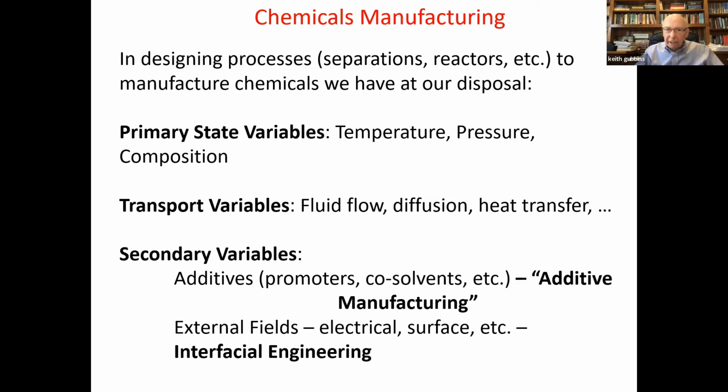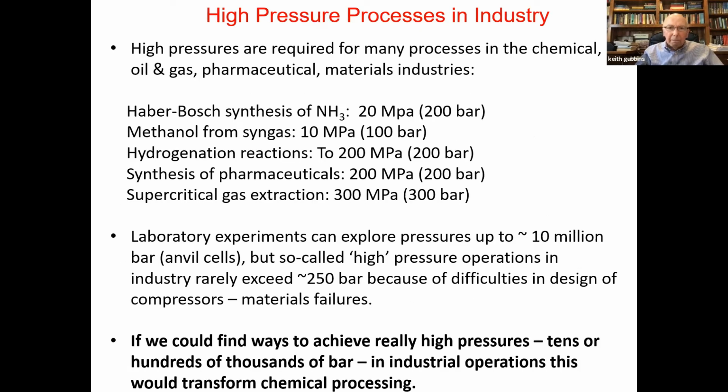Now we go to the next slide. If you look at so-called high pressure processing in industry, the pressure range is up to about 200 or 300 bars. In terms of high pressure experiments in the laboratory, that's not very high. We often try to do experiments at thousands or tens of thousands of bars, which we can do for small samples. The problem with industrial systems is that we have very big samples, and the pressure is produced by a compressor.